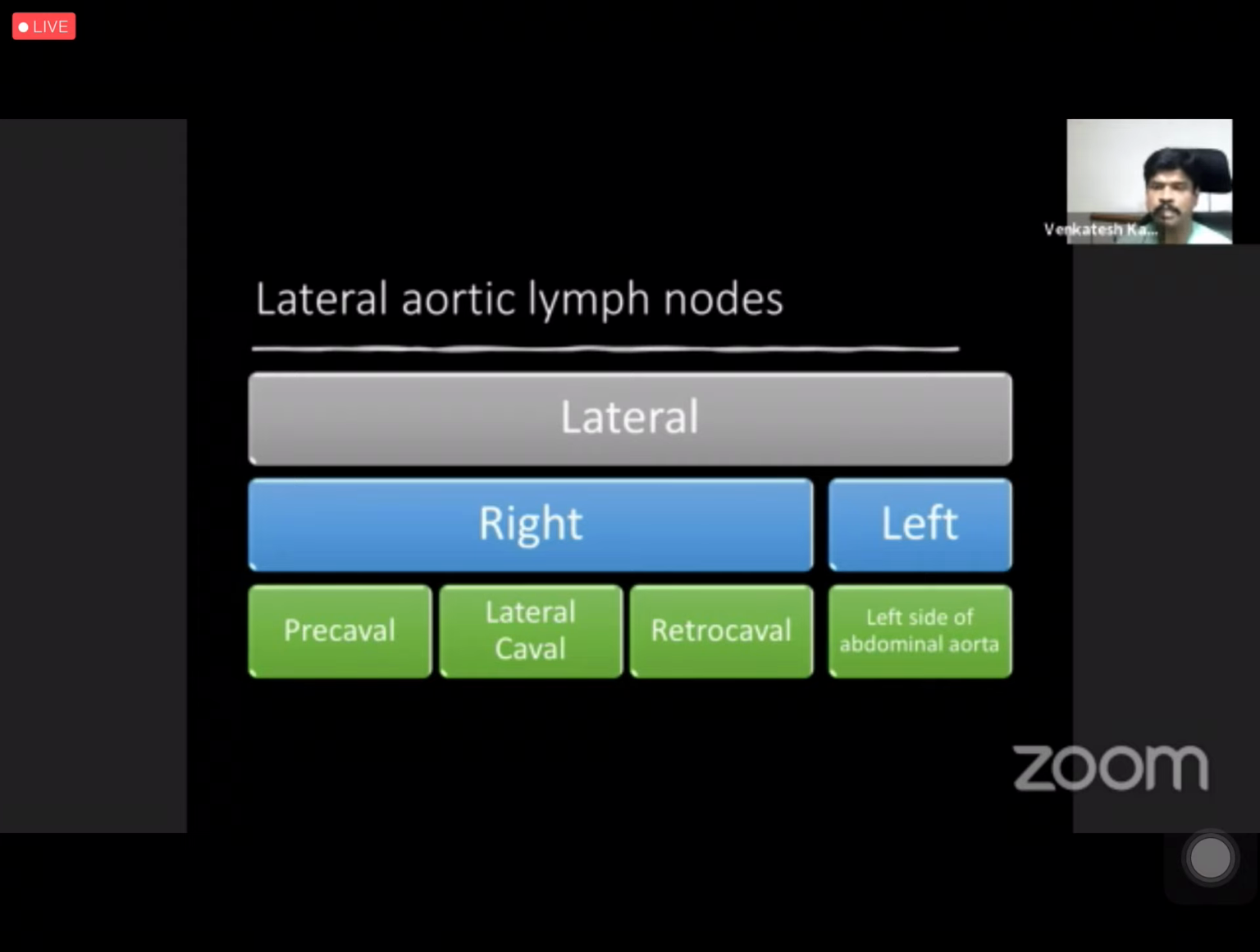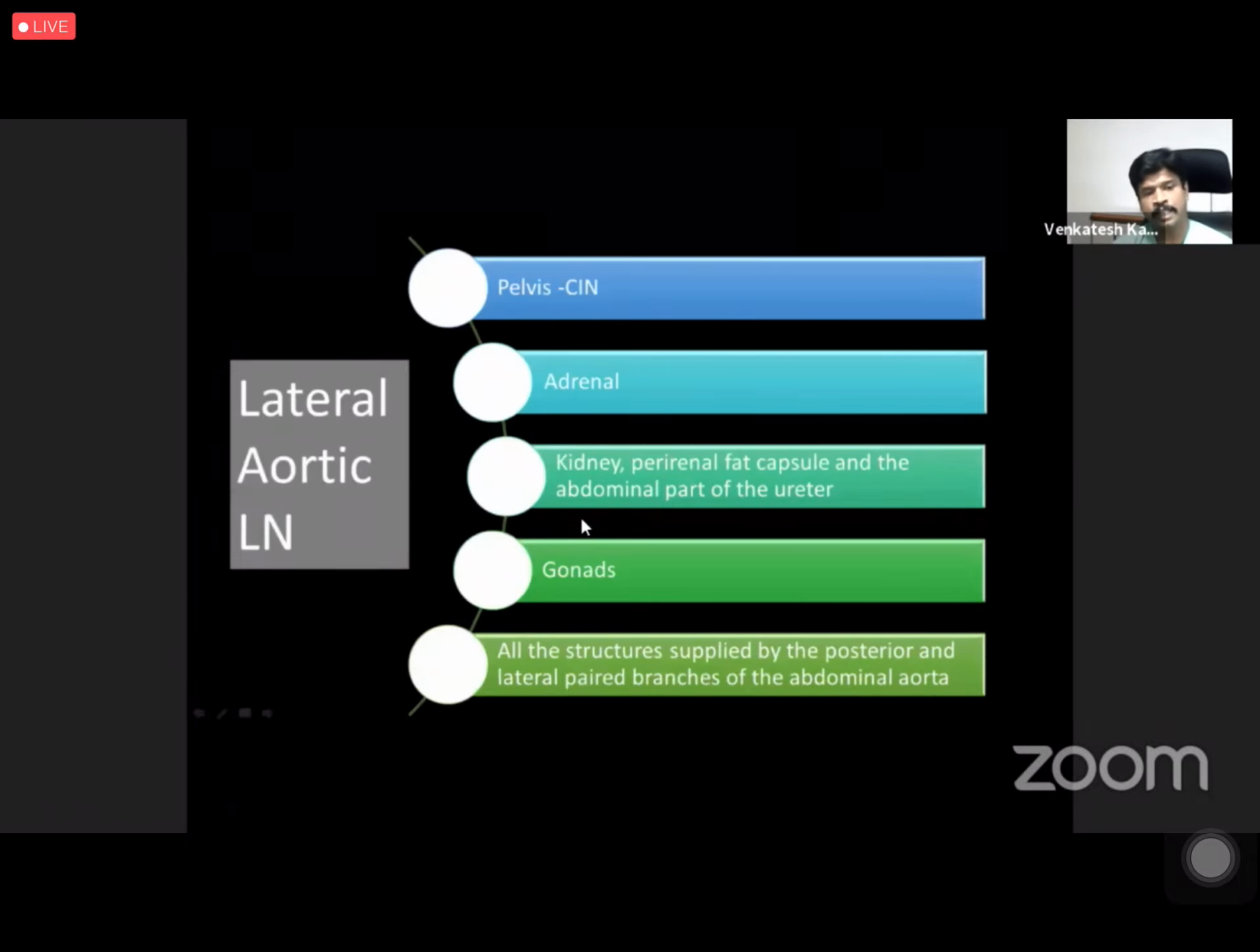The right side nomenclature is in relationship to that of the inferior vena cava, whether it's located anterior to that, or lateral to that, or posterior to that. So this lateral aortic group of lymph nodes, from where and all will it drain the efferents from? It drains efferents from the pelvis, that is the common iliac group of nodes. It drains into the lateral aortic group of lymph nodes.